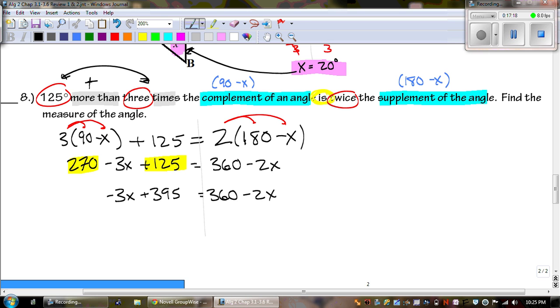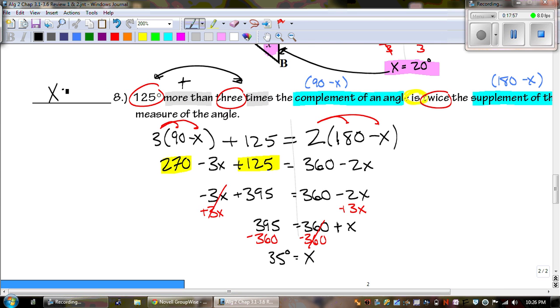Okay, so I have variables on both sides. I want to move the smaller variable, so it looks like it's the bigger negative. So we have 395 equals 360, and negative 2 plus 3 is actually just positive x. Now the last step to get the variable by itself is to get rid of this 360. It's positive, so I'm going to subtract. 395 minus 360 gives us 35. So 35 equals x, and that's going to be 35 degrees because we're talking about an angle.